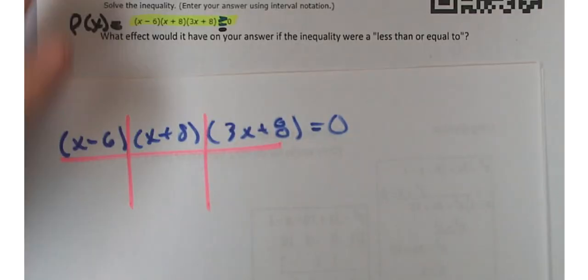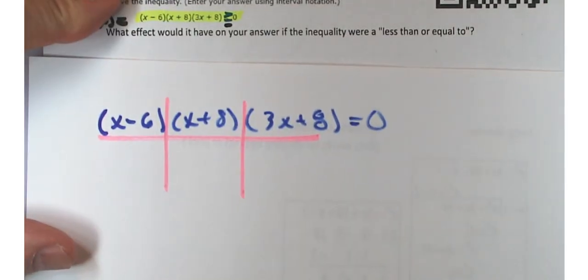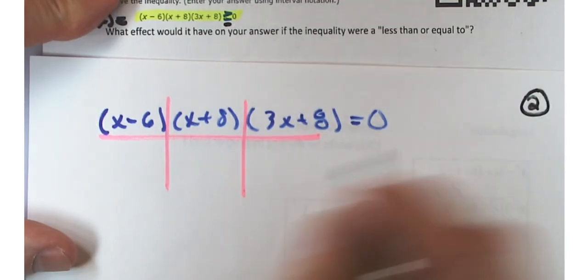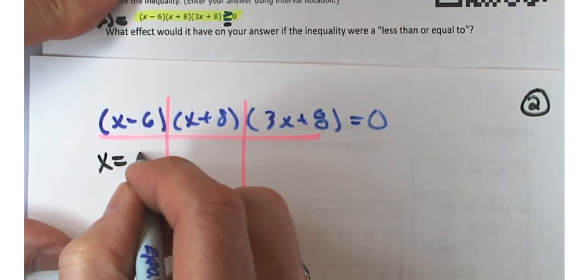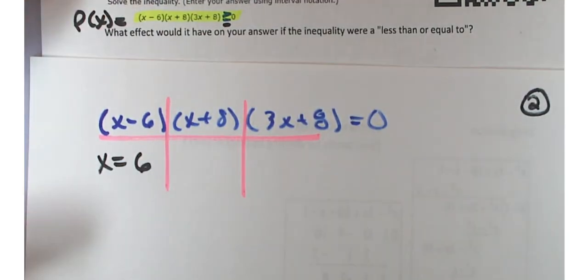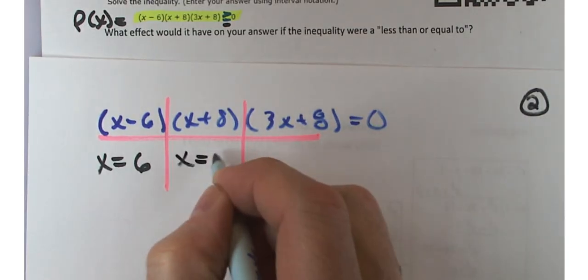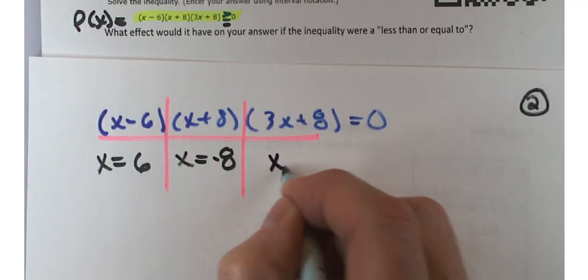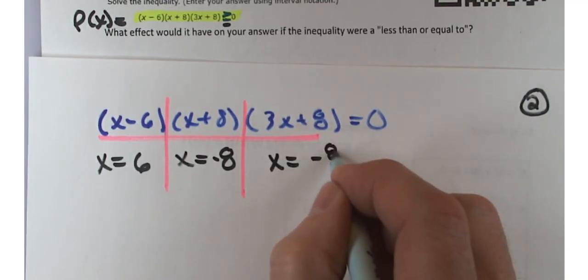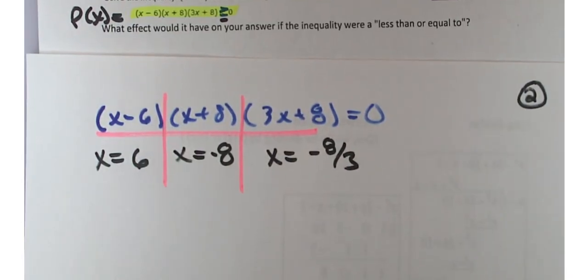What makes the first term equal to 0? x equals 6. Dominic, how about the second term? X minus 8. And the third term? X equals negative 8/3. Nice. So these are the points where the actual graph crosses the x-axis.